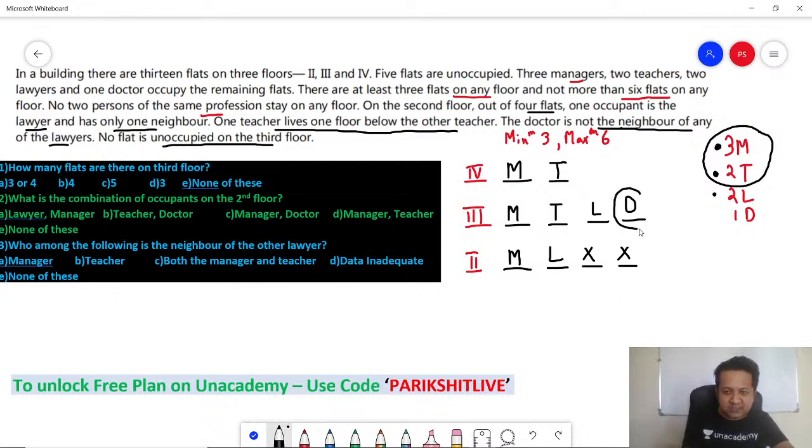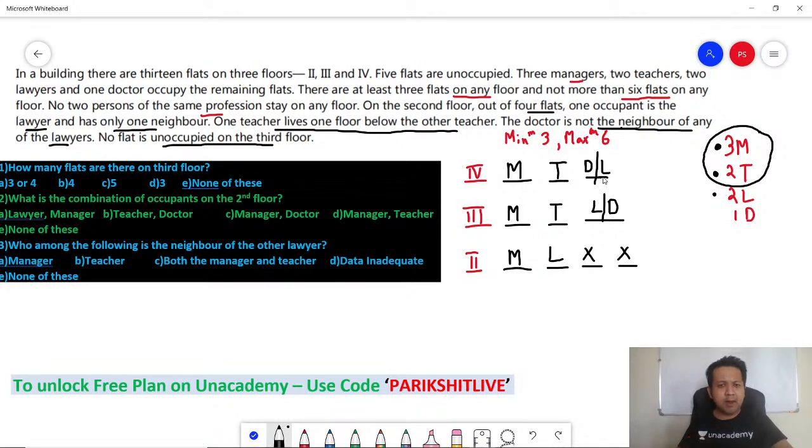So obviously doctor and lawyer both cannot be there. So out of the two, only one will be there, right? Both cannot be there because the doctor is not with any lawyer. So I will have one space, either the lawyer or the doctor, depending on what is there. If the lawyer is on the third floor, then the doctor will be on the fourth floor. If the doctor is on the third floor, the lawyer will be on the fourth floor.